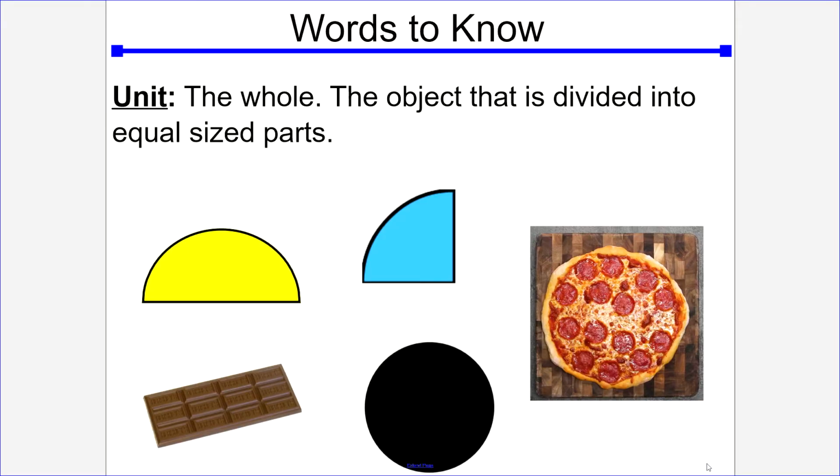You know that a unit is the whole. It's the object that is divided into equal-sized parts. You've learned that the unit can change. When we're using our fraction circle kit, the unit can be the black circle, but it could also be any of the other pieces, like the yellow piece or the dark blue piece. You know that your unit can also be things in your real life, things like pizza that you're sharing with people or a chocolate bar.